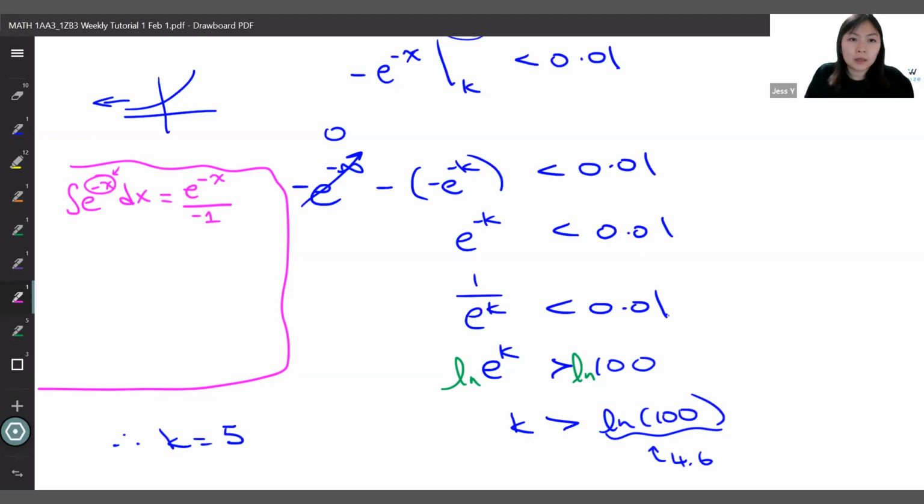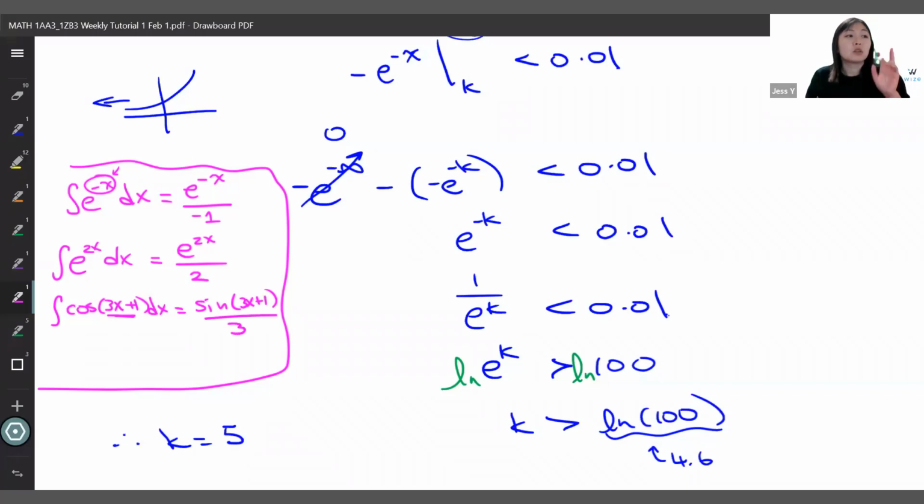I'll give you a couple more examples so you see the pattern. If I'm integrating e to the 2x, the integral of e to the x is just e to the x, and then I divide by the derivative of 2x, which is 2. It works for other functions too. For example, if I'm integrating cos of 3x plus 1, I know the integral of cos is sine, but now I need to divide by the derivative of 3x plus 1, so I need to divide by 3. So that's the u substitution shortcut whenever you just have a linear term, meaning x is still to the power of 1, you can use the shortcut, okay?